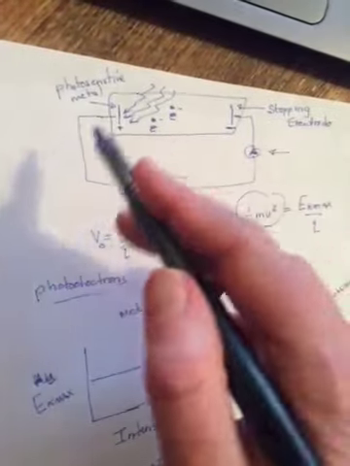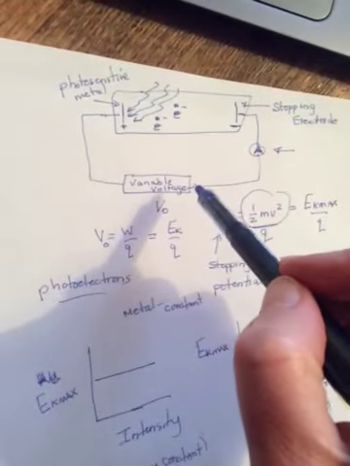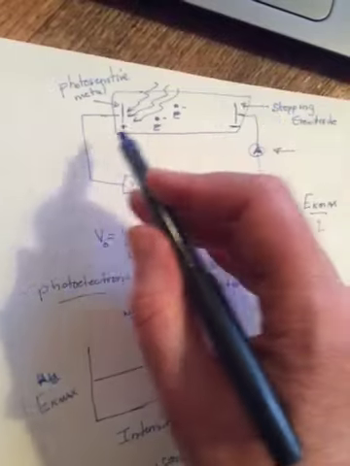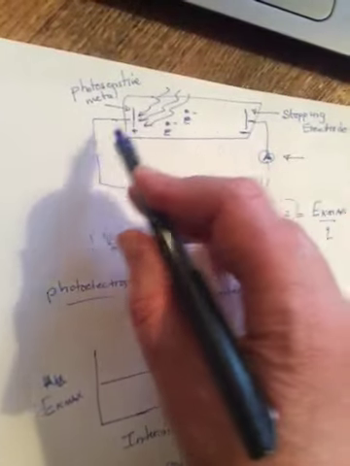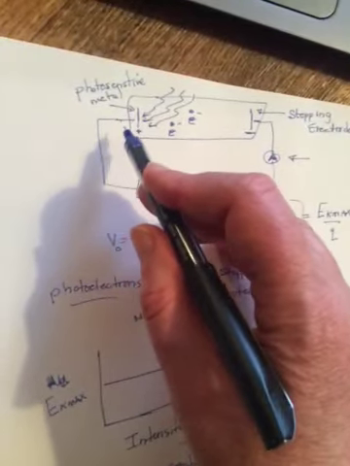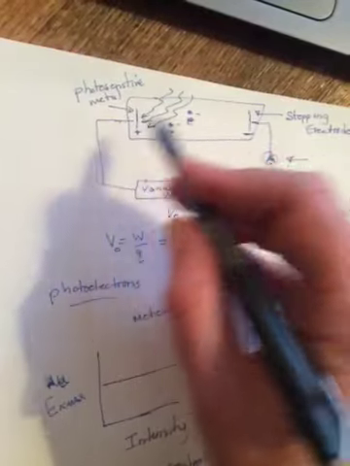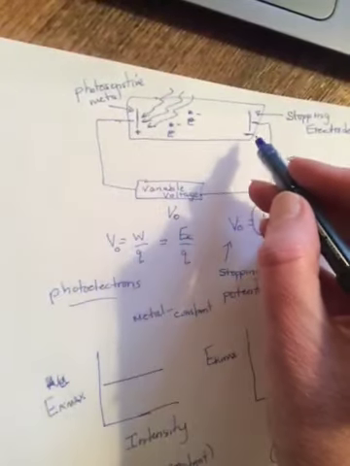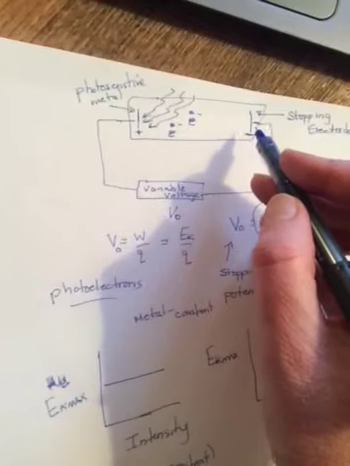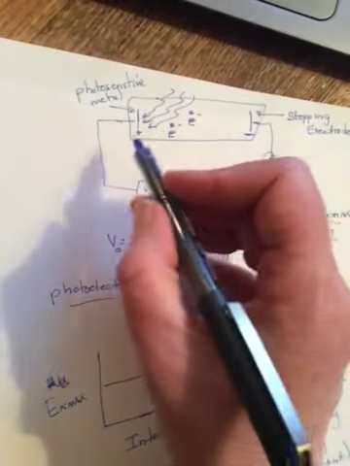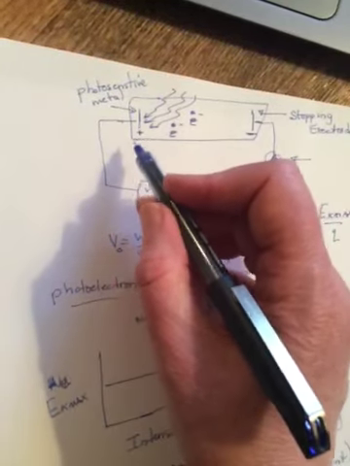Okay, so let's just recap. We've changed the apparatus, so now we have a variable voltage, and we've switched the polarity on the electrodes. So now the one that the electrons are heading towards is the stopping electrode. The one they're leaving is the positive.